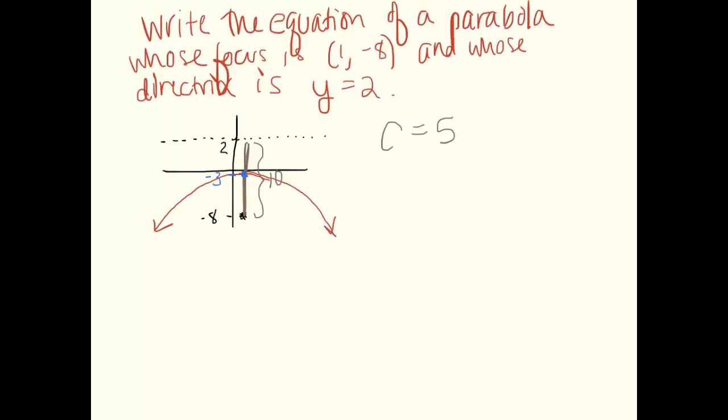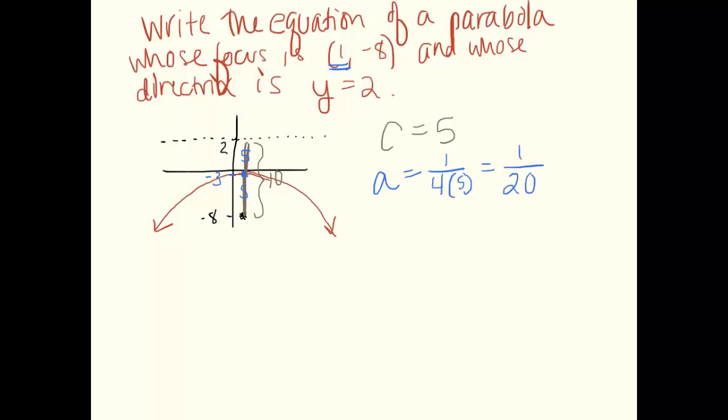I know this x-coordinate was 1 because it has to lie on that same vertical line that I drew in brown. So I knew that our C value was 5. All right, so if our C value is 5 and A is equal to 1 over 4C, then A is equal to 1/20.